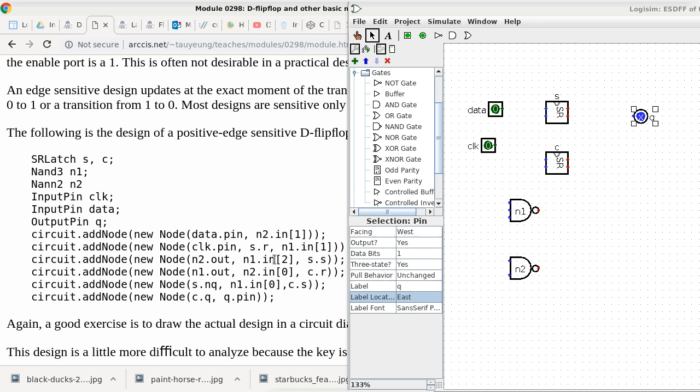So now it's time to actually just do the hookup or wire up the whole thing. I just want the design to look kind of nice. So let's see. Okay, clock pin.